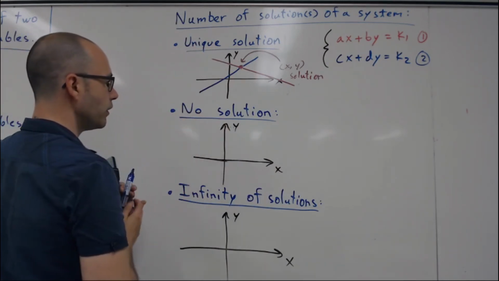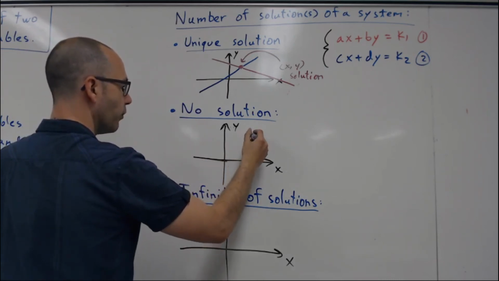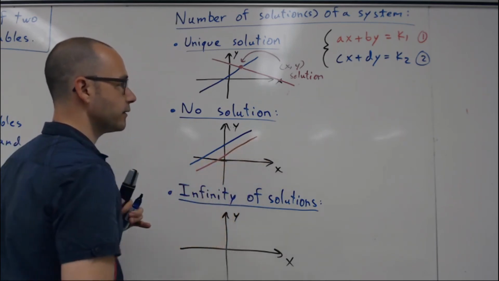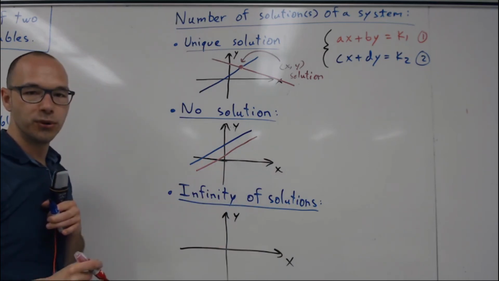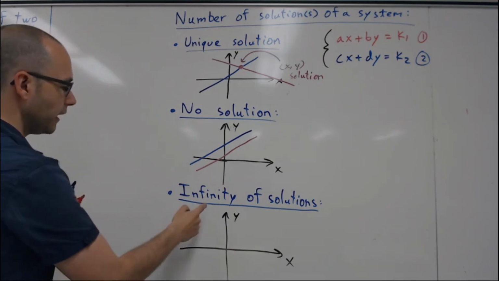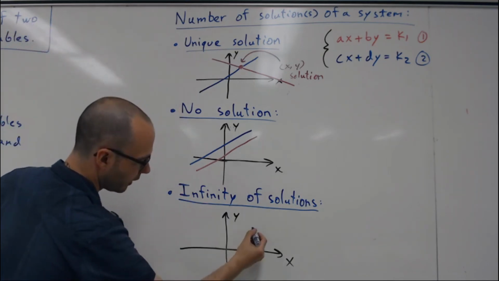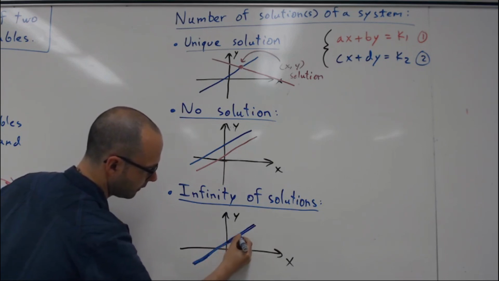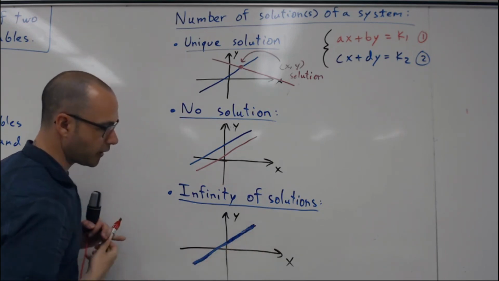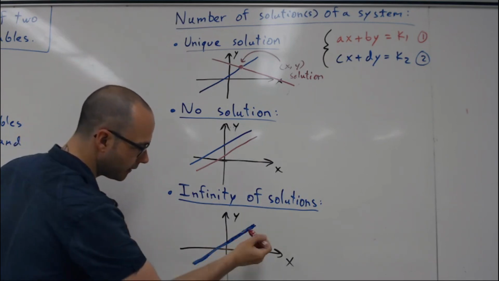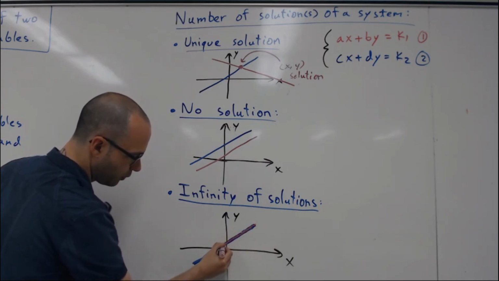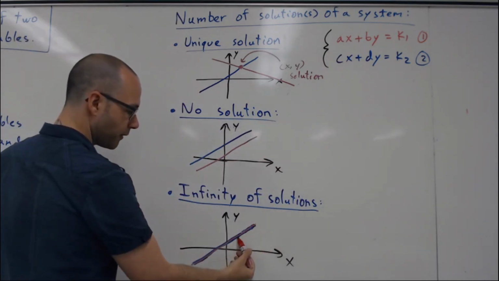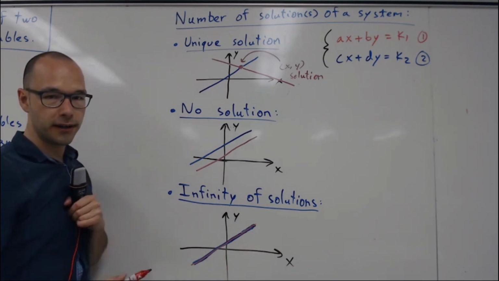The no solution situation is when your equation number 2 looks like this and your equation number 1 is a parallel line, so it never crosses equation number 2, so you have no solution. The infinity of solutions situation is when your equation number 2 is like this, and I'm going to make it a little bit wider, and your equation number 1 is going to actually be exactly the same line as equation number 2. So both of them are going to be the same line. So all the points on that line are going to be a solution. So that's why there's an infinity of solutions.